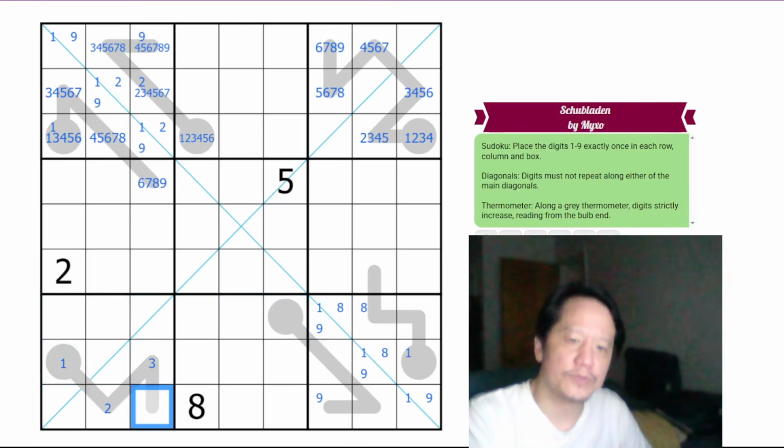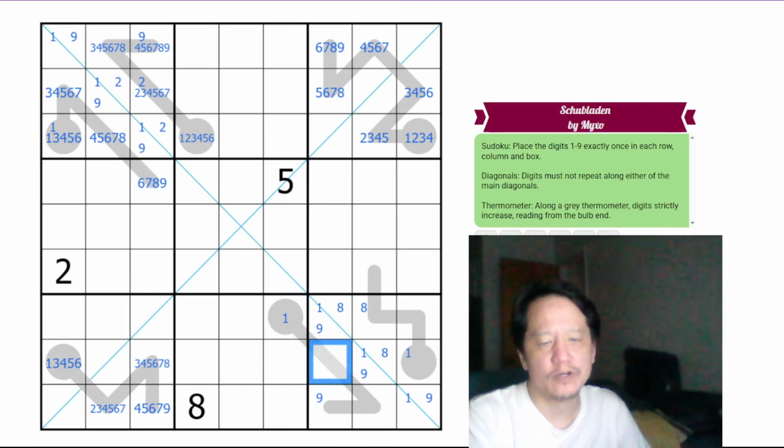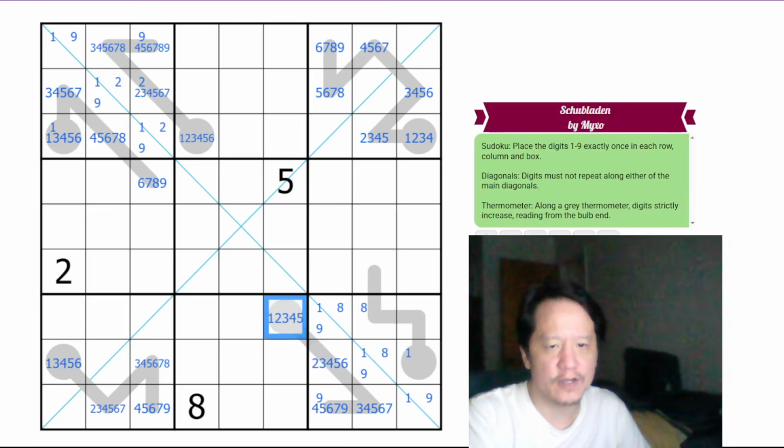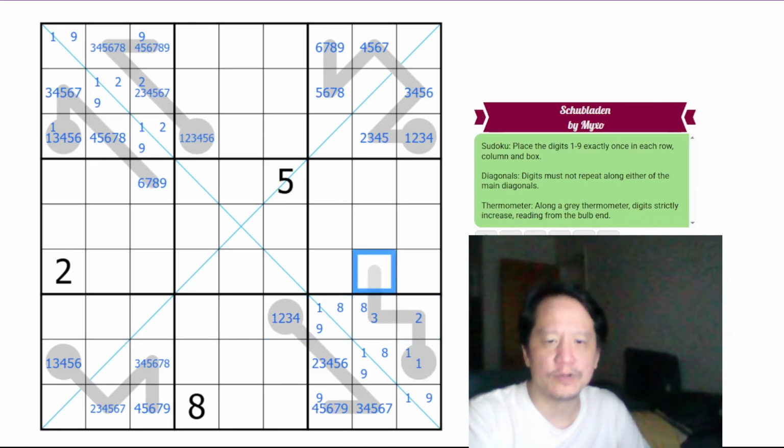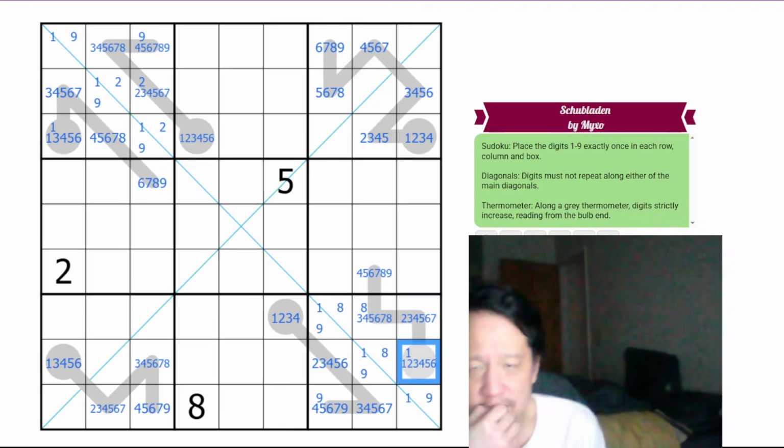1, 2, 3, 4, up to 9, 3 through 8, 2 through 6, 1 through 6. 1, 2, 3, 4 through 9, 3 through 7, 2 through 6, 1 through 5, no 5 here because of 5 in the column. 1, 2, 3, 4 through 9, 3 through 8, 2 through 6, 2 through 7, 1 through 6.